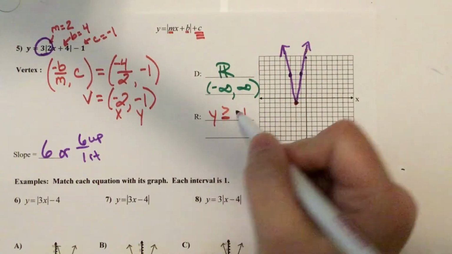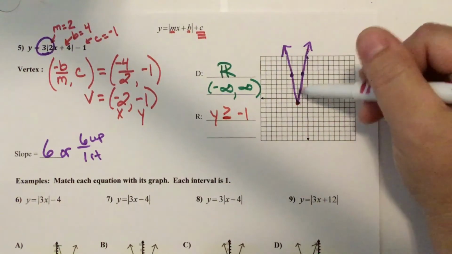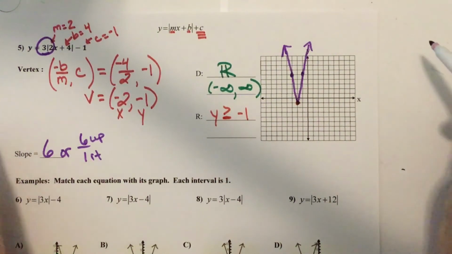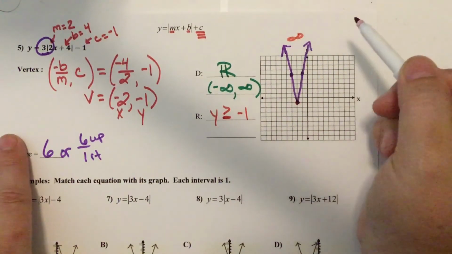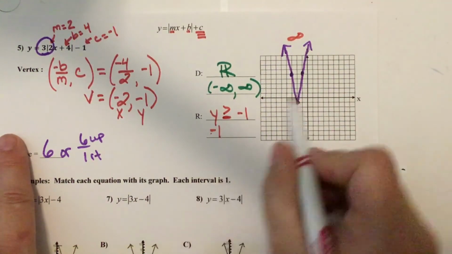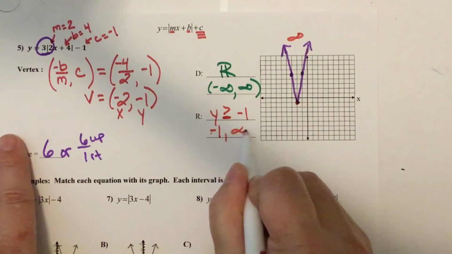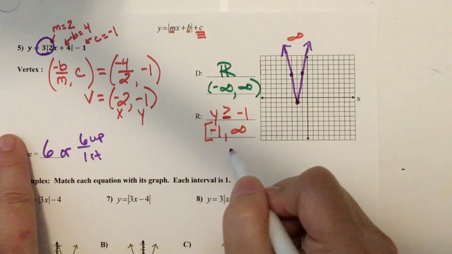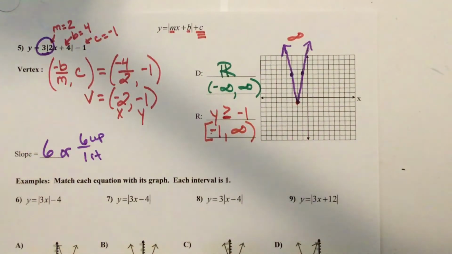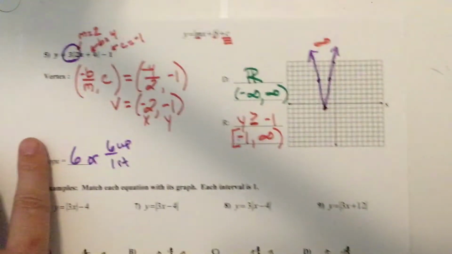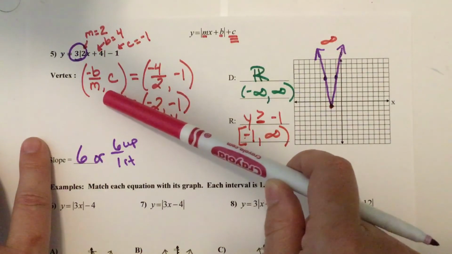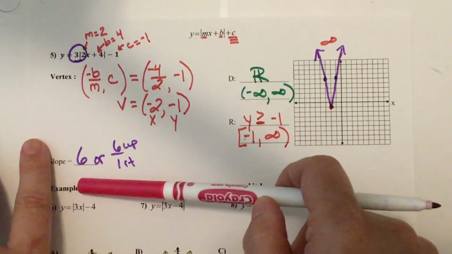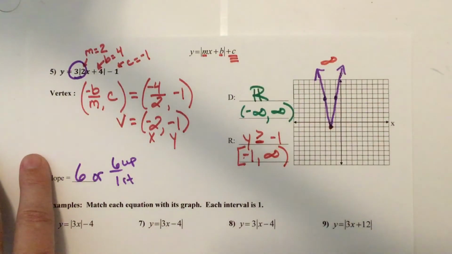Y's get greater. And then when you go up, what kind of infinity do you go to? You go to positive infinity. So it's -1, the lowest y, to infinity. Bracket on the -1, parenthesis on the infinity. It's not so bad, is it? You just needed to know a formula for finding the vertex. You needed to know how to find slope and where M, B, and C are located.